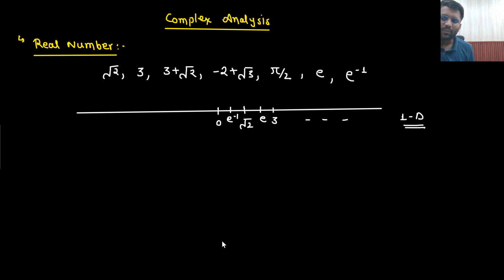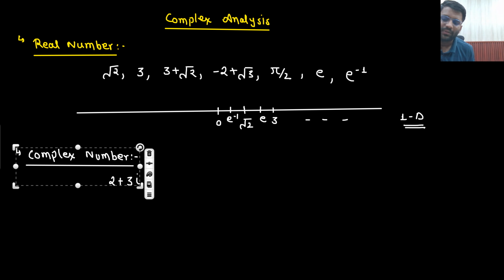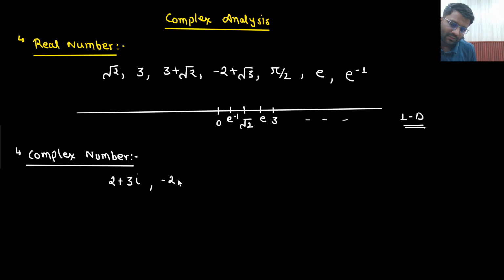But there is something called a complex number. I am pretty sure you know about it. What is the meaning of a complex number? Here we will have the imaginary number as well. Along with the real number, we will have imaginary numbers as well. So how is a complex number represented? A complex number is represented like 2 plus 3 iota. Is it a complex number? Absolutely. Minus 2 plus 7 iota. Minus 9 plus pi iota. All these are complex numbers.